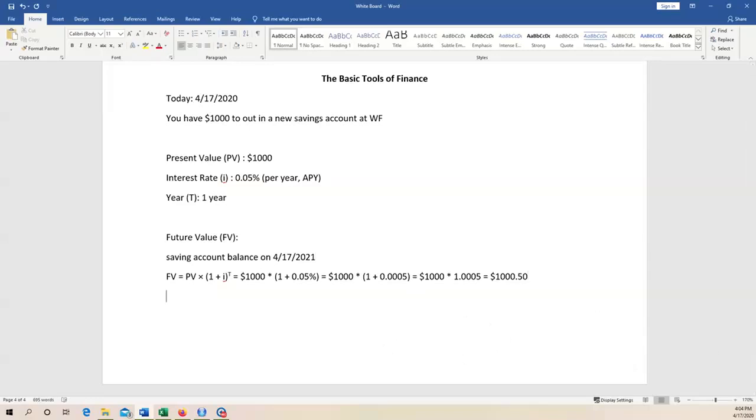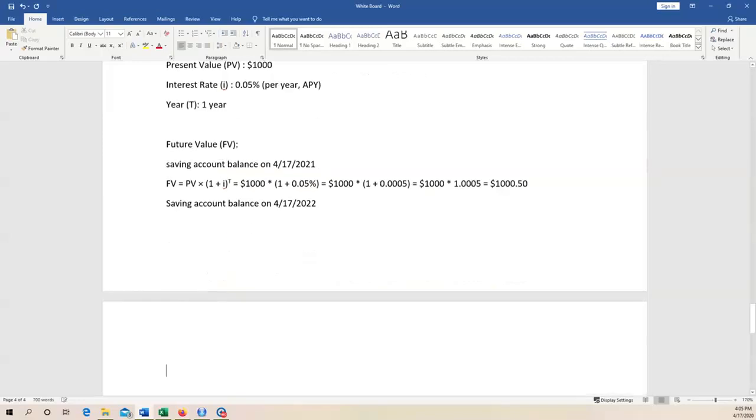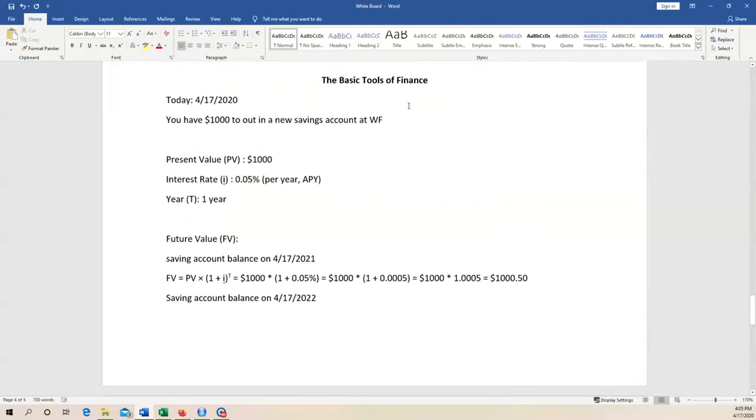What if you have decided to roll over another year? That means you will not touch your savings account at Wells Fargo. You just leave this amount of money for 1 more year. So that means you are interested to know what your savings account balance will be on April 17th, the year 2022. So now the question becomes calculating the future value for 2 years ahead.